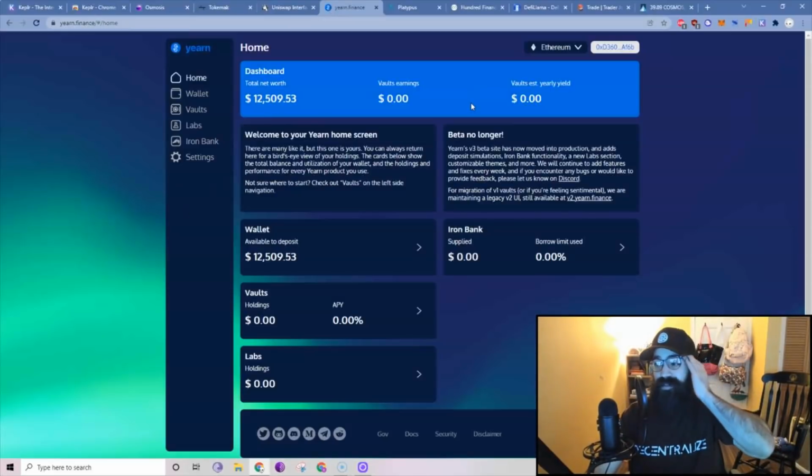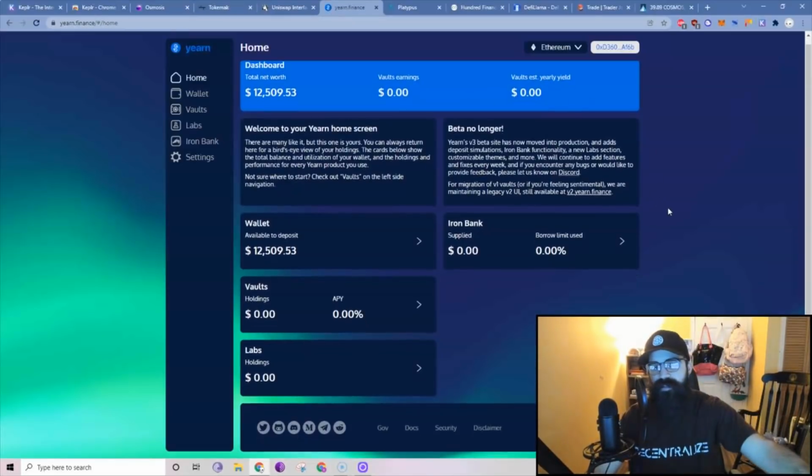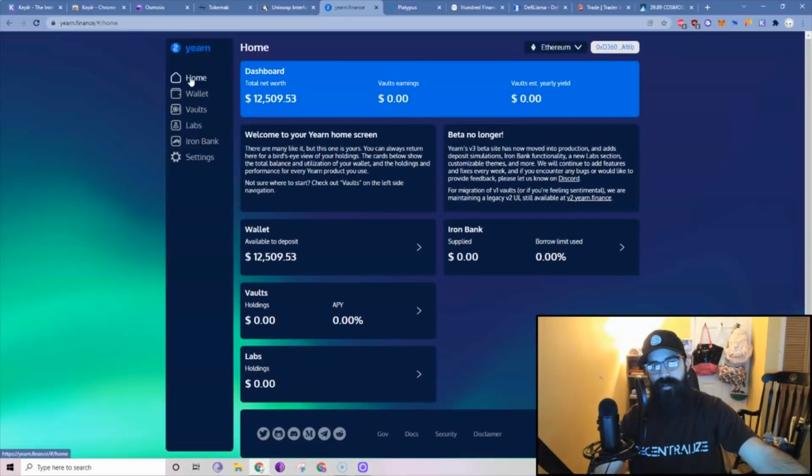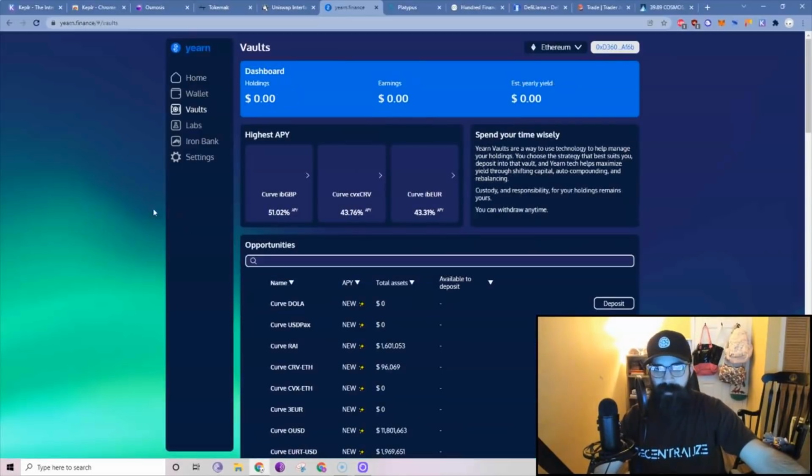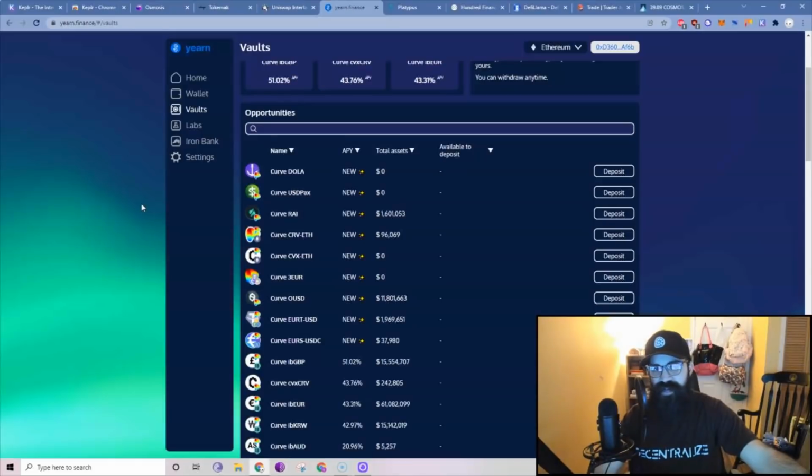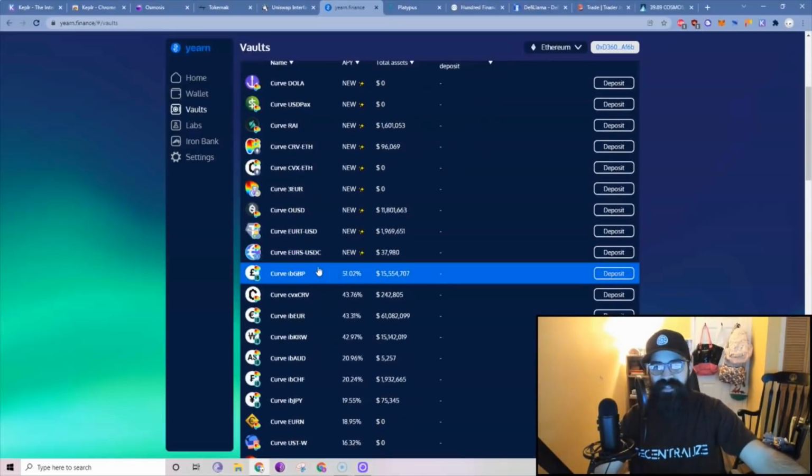Yearn has a bunch of opportunities all over the place, and it's super easy to invest in. We're looking at Ethereum right now. So with Ethereum, we're going to go with vaults. Now, some of these strategies are harder than other ones. So I guess I say easy. It's easy to look at, but it's not necessarily easy to participate in.